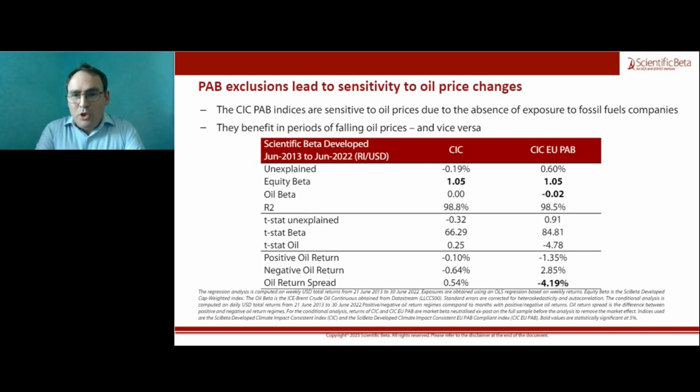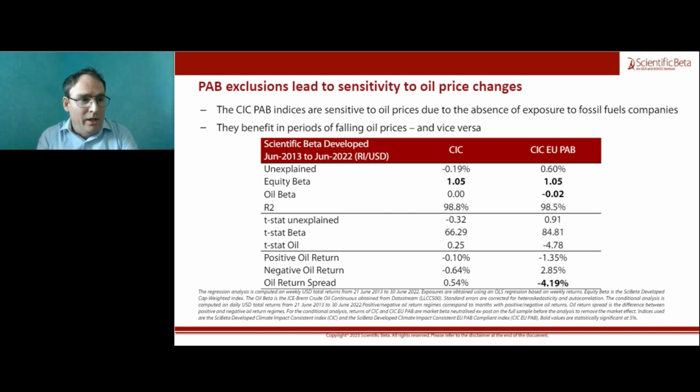And what we show clearly, if you see the standard version, does not have a statistically significant exposure to the oil beta, whereas the PAB version, which does exclude all oil, gas, and also coal companies, is significantly exposed to the oil beta, meaning that it benefits. It has a positive outperformance when oil prices are falling, and vice versa. When oil prices are increasing, the index tends to have an underperformance. So clearly, these policies are risky from a financial perspective, in the sense that you have a relative risk linked to the evolution of oil prices.